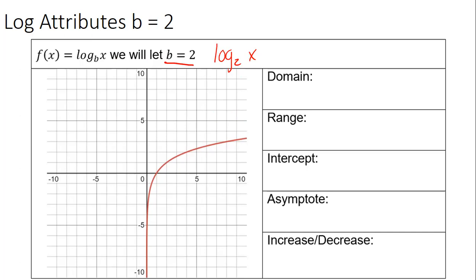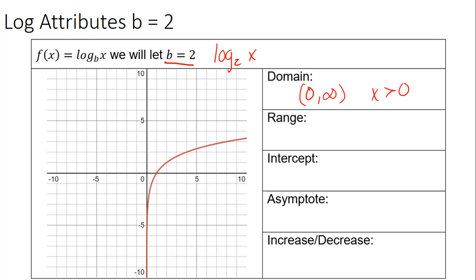We're going to go through domain. What is the domain? Domain means you're doing what? Your x's, right? Going left to right. What are your x's doing left to right? Well, where do my x's start? They start at 0. Good job. And where do they end? Positive infinity. So my domain is from 0 to positive infinity, or you can write it as x is greater than 0. Agree?